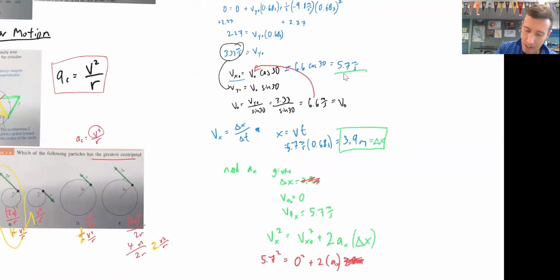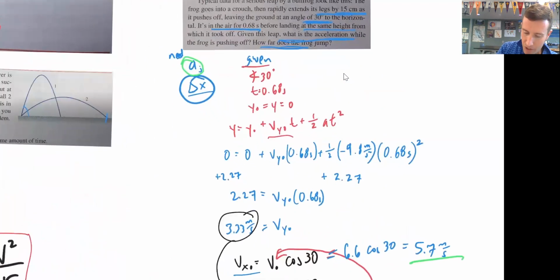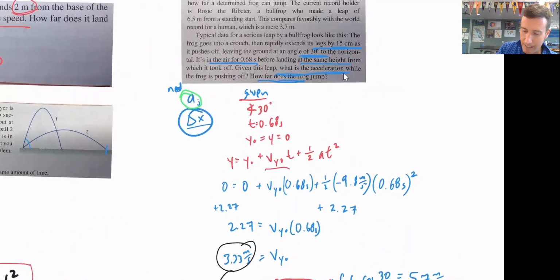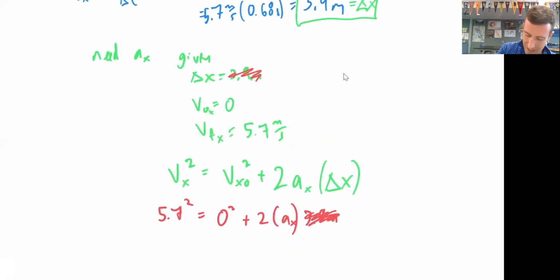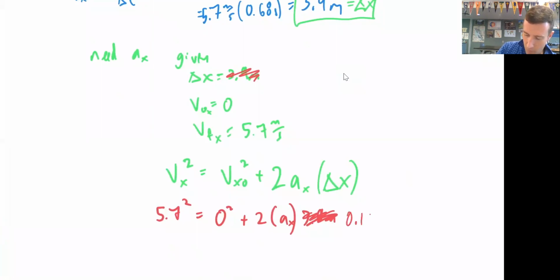3.9 meters is how far I went. But what I'm paying attention to now is over how much distance the acceleration took place. And that goes all the way back up to extending its legs by 15 centimeters. So my change of position on the jump is 0.15 meters. That's where it gets tricky, because we've got two things going on here.